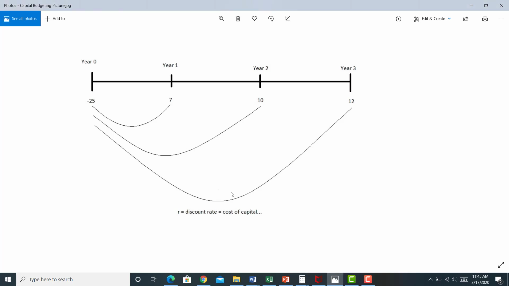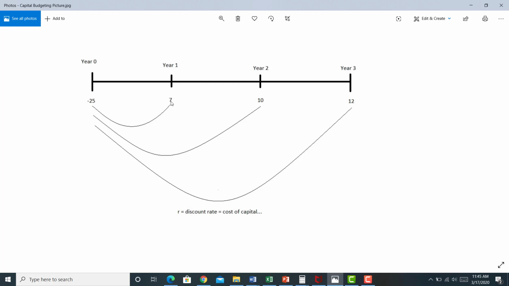You've seen this. Remember the first day of class, I drew this up on the board. Say we invest in a marketing campaign that costs $25 million today, and it'll produce $7, $10, and $12 million in each of the next 3 years. The question that I posed the first day of class was, should we invest in this project? Now, 14, 15 weeks later, we're finally able to answer this problem.